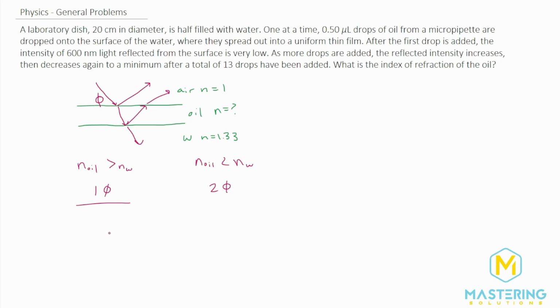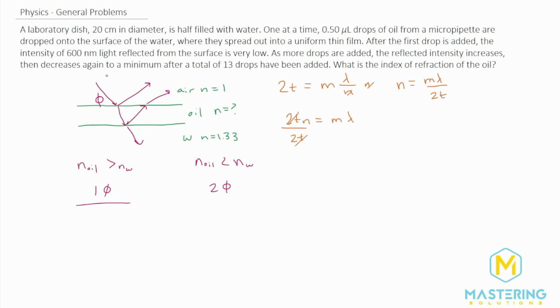For one phase change with destructive interference, the equation that we'll use is 2t = mλ/n. Now we're trying to solve for n, so we need to rearrange the equation. If we multiply both sides of the equation by n, the n's will cancel, so now we have 2tn = mλ. Now we can divide both sides by 2t. So n is equal to mλ over 2t.